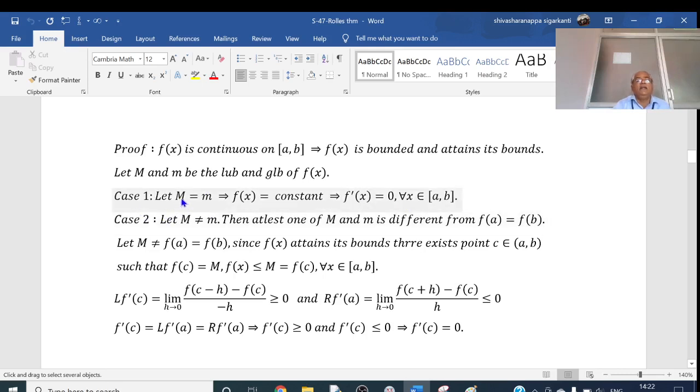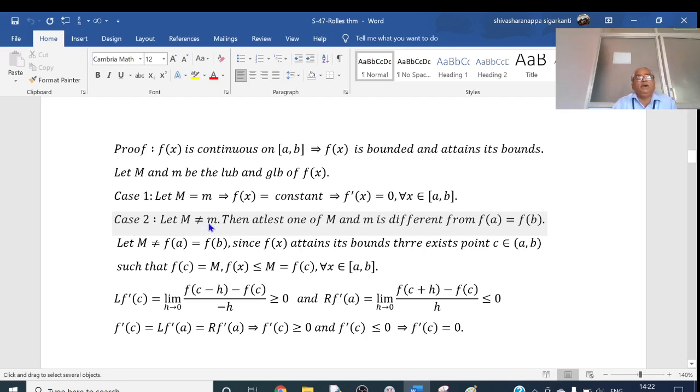Case 1: let M is equal to m, upper bound is equal to lower bound. So the least upper bound is equal to the greatest lower bound. Lower bound and upper bound are the same means f of x must be a constant quantity. So if f of x is a constant quantity, then if I differentiate this, I will get it equal to 0. That is, f dash of x equals the differentiation of a constant quantity, which is equal to 0. So for all the points x, f dash of x equals 0.